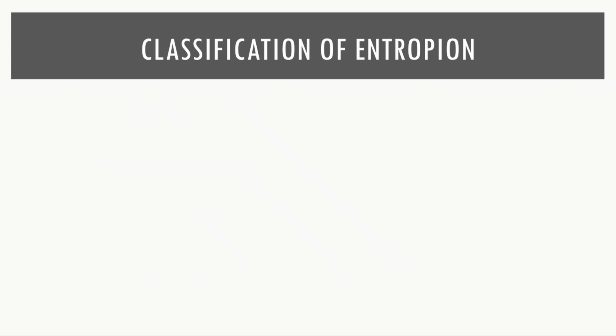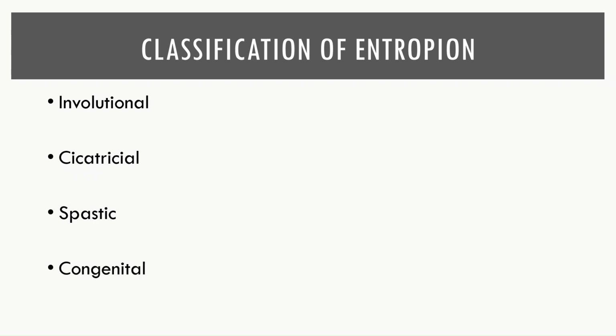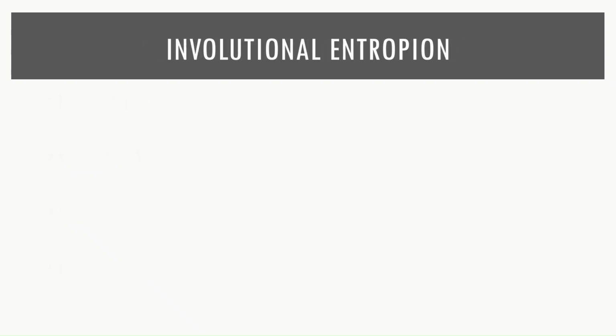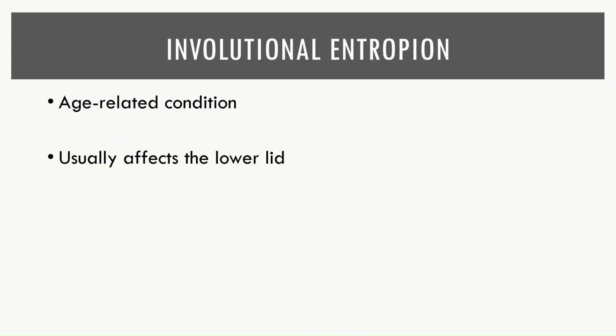Classification is based on the underlying mechanism producing inward lid rotation. It is classified as involutional, cicatricial, spastic, and congenital entropion. Involutional entropion is commonly seen in elderly patients and is caused by multiple age-related anatomical changes. Usually, it affects the lower lid and is the most common type of entropion.